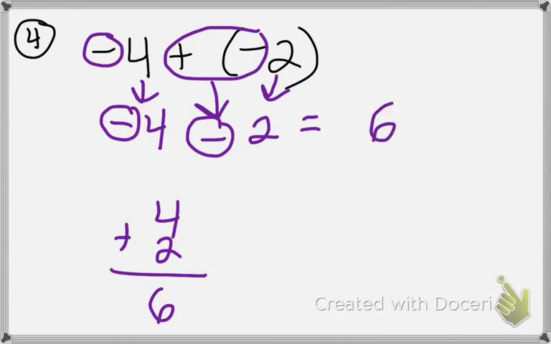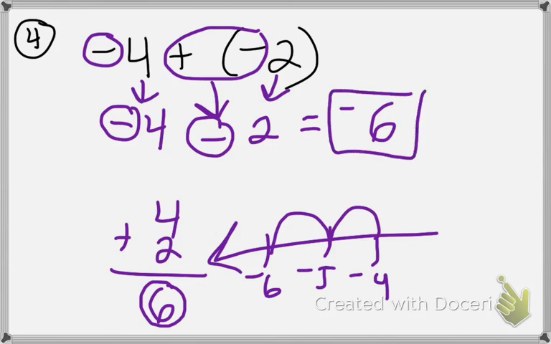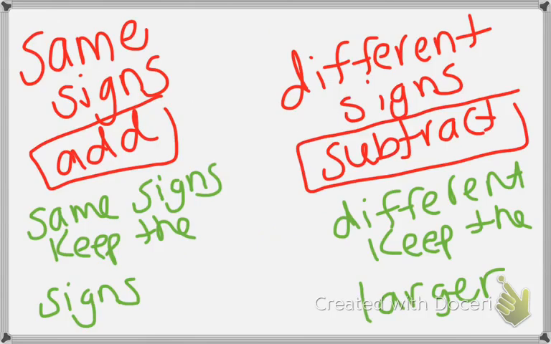Okay, same signs keep the sign. So if they're both negative, and you just have to picture this in your mind, if you're at negative 4 and you're going to the left, right, what's happening? Yeah, the numbers are getting smaller, right? But if you add them, it's just the opposite. So instead of positive 6, our answer is negative 6. So same sign.